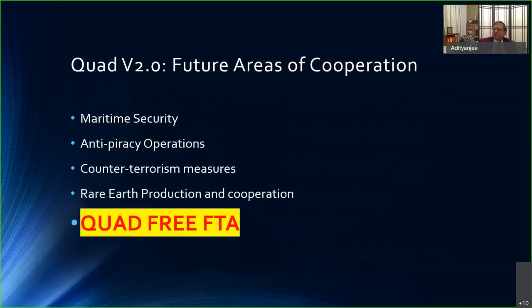What could be the future areas of cooperation besides the ones that have been talked about? Maritime security, anti-piracy operations. You know that in the Indian Ocean in the 2010s and in the beginning of this century, there was a lot of piracy going on. That has subsided, but that can resurface again. Counter-terrorism measures. Of course, they are talking about rare earth production and cooperation. But one thing they have not talked about, and one thing I am identifying, is that if the level of cooperation goes on, it might lead to a Quad free trade area.